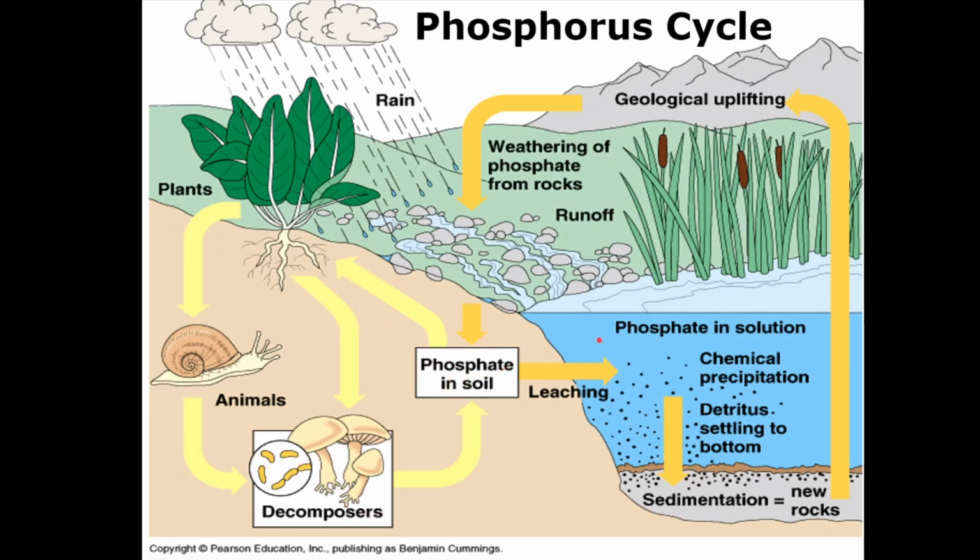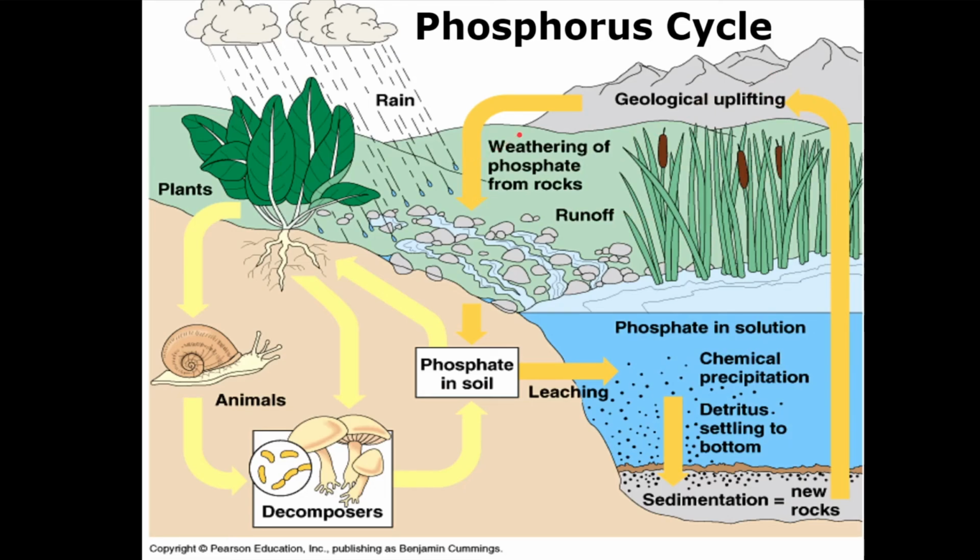Or we could look at the long-term cycle, where the phosphate in the soil, rather than being used by plants, will leach into a water solution, and then over time chemical precipitation will occur, which is similar to normal precipitation such as rain, but rather than having rain happen, you're having phosphate fall down to the ground in a solution. And as the phosphate falls down, it sediments, causing rocks. Then by a process known as geological uplifting, it is lifted out of that solution and onto the mainland.